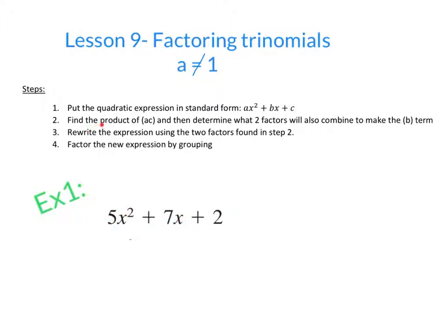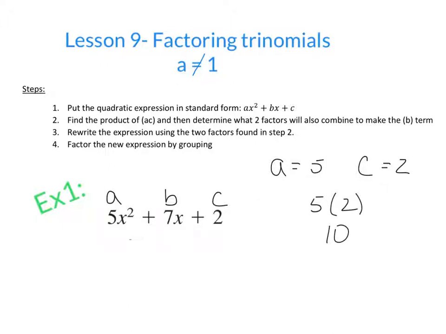Then they want you to find the product of a and c. So before I even move to the second part of this, I'm going to find the product of a and c. And in this polynomial, a is here, b is here, and c is here. So a is 5 and c is 2. So 5 times 2 is 10.